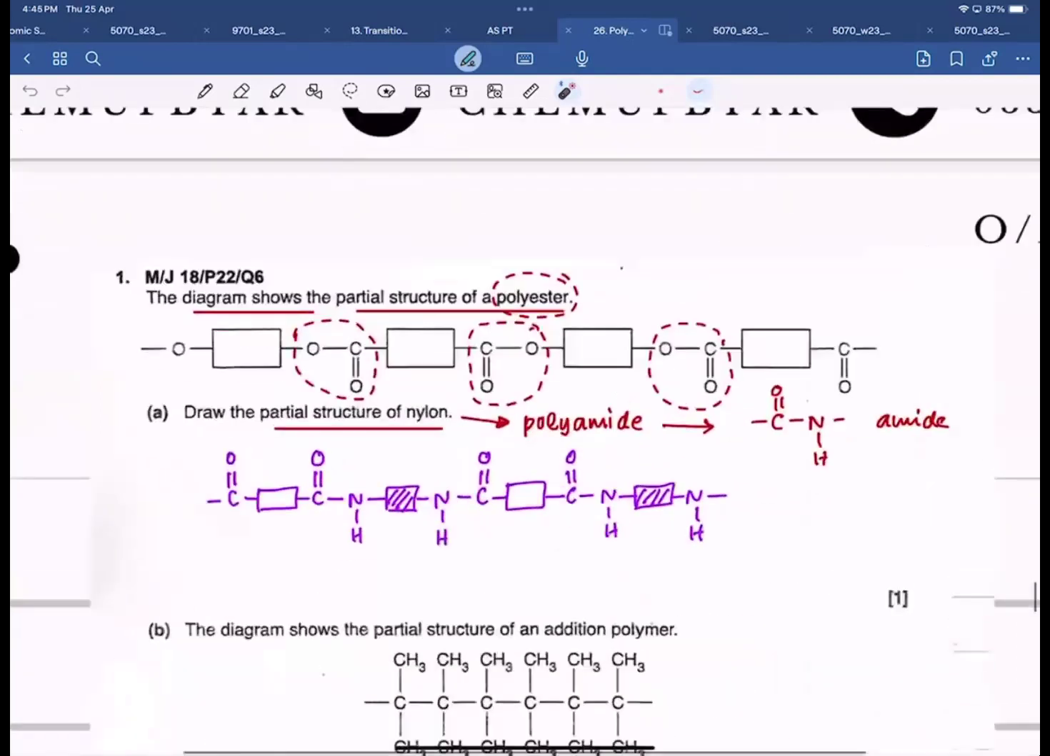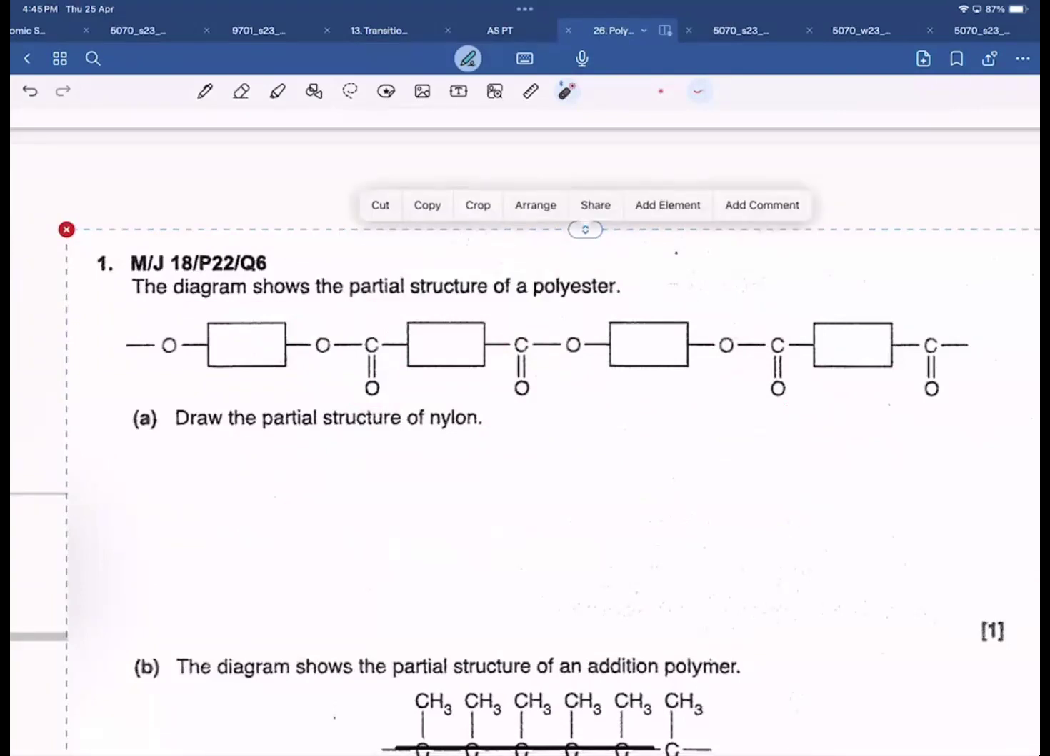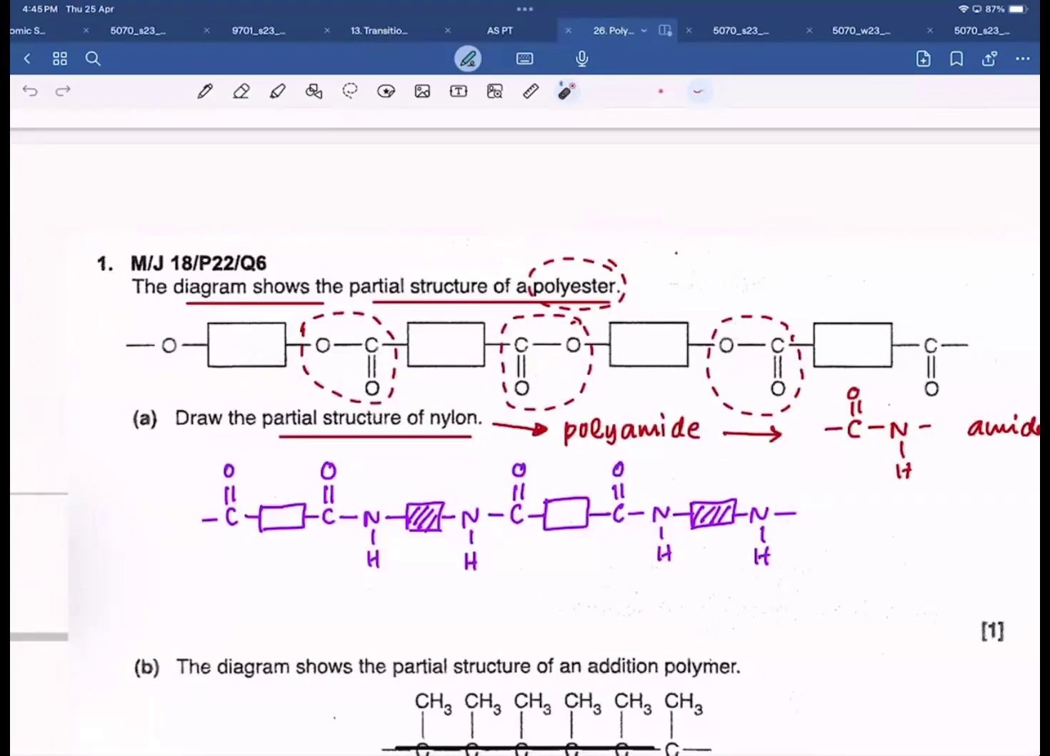and it's very easy. They ask you to draw the structure of nylon. So see what we do, nylon is a polyamide. So instead of this oxygen, we have to put the H everywhere. Then see, the structure of nylon is made.